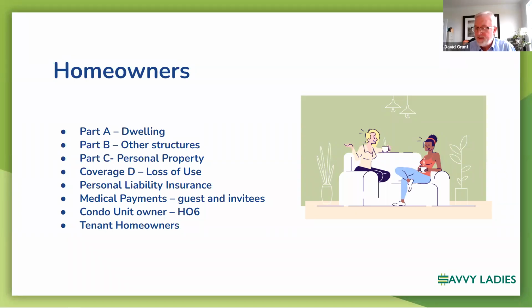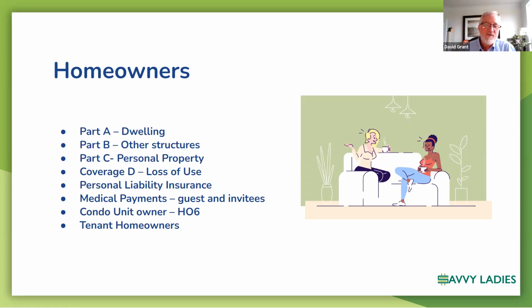In homeowner's policies, there are 6 different insurance policies. They're numbered HO1 through HO6. And every one of those policies has 2 parts. There is a property part and a liability part, but essentially all of them have the same shell of a policy.